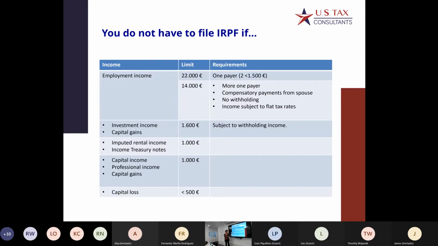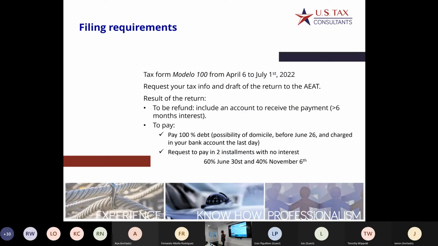Imputed rental income, this is the income that comes from property that is not rented and is not your habitual house. The limit is 1,000 euros, and the same for income from treasury notes. And this one applies to capital income, professional income, and capital gains, 1,000, not subject to withholding tax. So in the case of US source income, if you have interest or dividends over this amount, you are obliged to declare, okay? So you can see that the limits are pretty low. So more or less, for sure, you're going to have the obligation to declare.